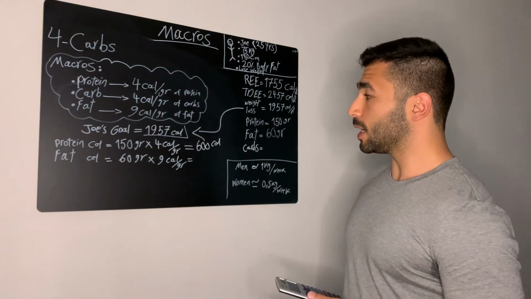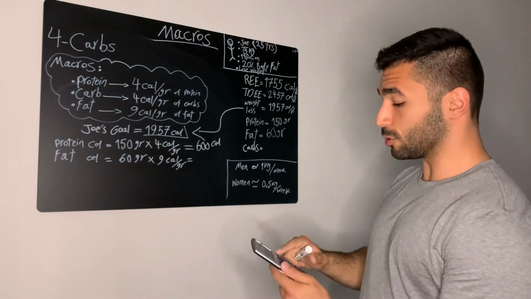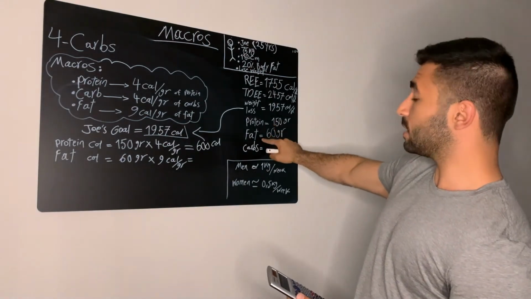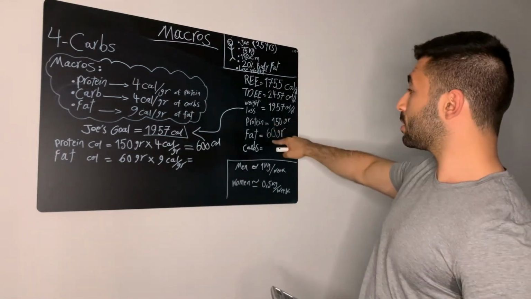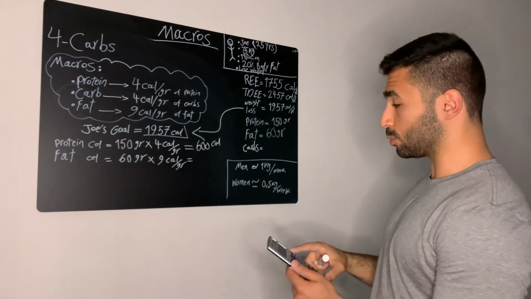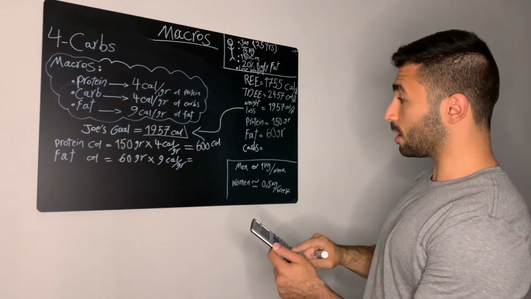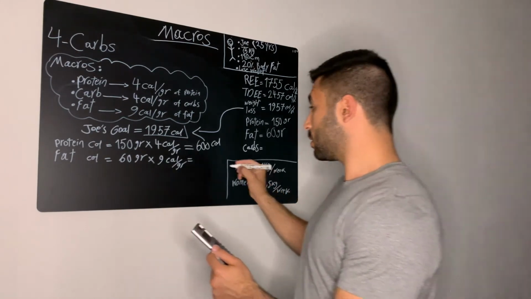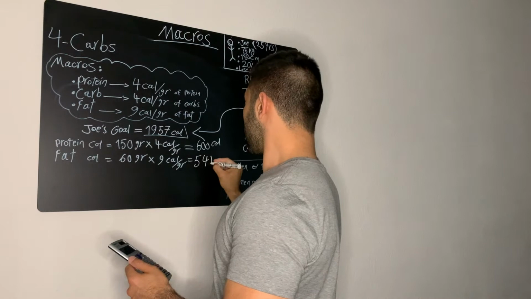Then for fat, each gram of fat has 9 calories. And again, we're going to do the same. We're going to do 60 grams of fat, which we calculated in the last section, 60 grams of fat times 9 calories per gram of fat, which is going to give us 60 times 9, 540 calories.